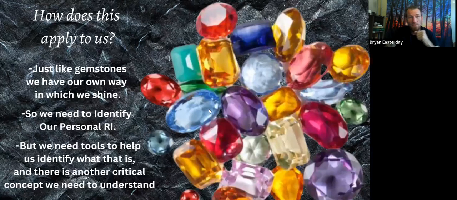So how does this apply to us? Well, just like gemstones, we each are unique and have our own way to shine. So we have to identify what our personal RI is. What is the way that we can shine? What are the gifts and talents inside of us that may just need to be developed, unlocked, refined, and applied? When we do that, it allows us to start shining in our lives. But we need tools to help us identify what that RI is, and there's another critical concept we need to understand first.